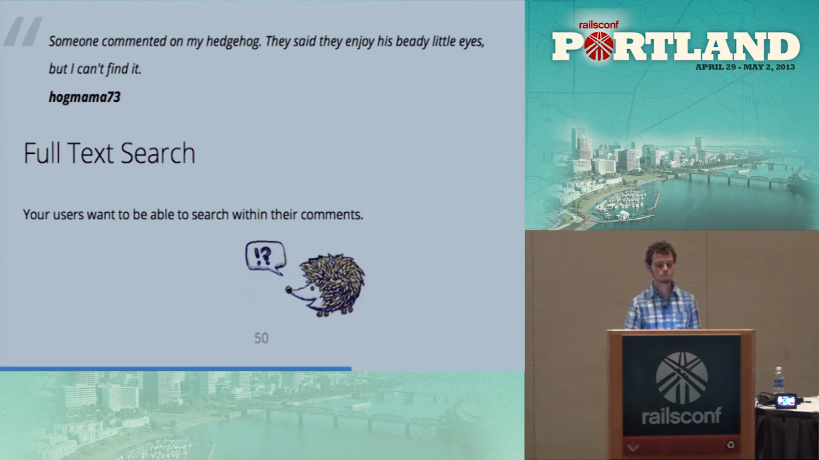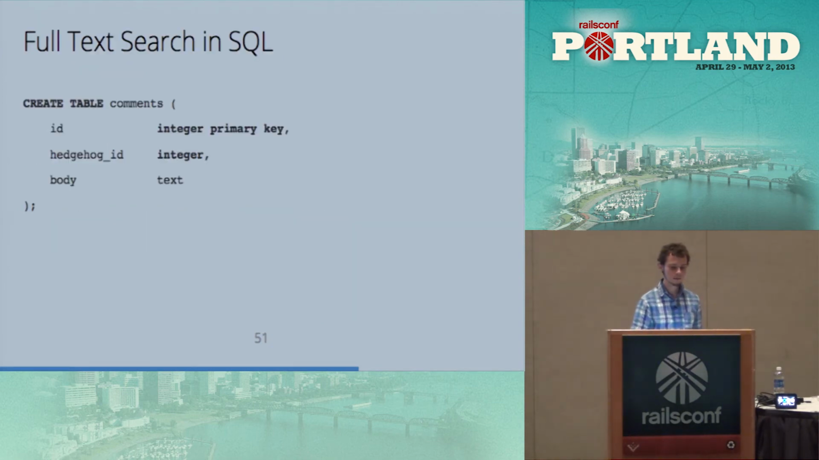Full text search. Your users want to be able to search for stuff. In this case, your users want to be able to search within their comments. They want to be able to type text in and find out who said what. We're going to model this, for this example, as a bunch of comments. Each comment's got an ID. To make things interesting, they're all about hedgehogs, just because. So they've got a hedgehog ID, and then each comment has a body.